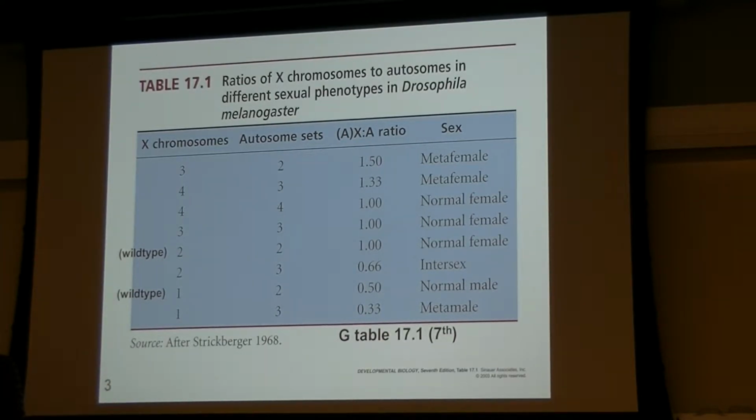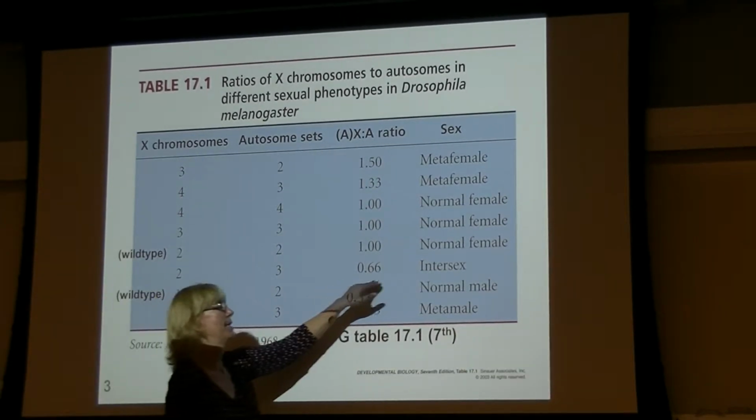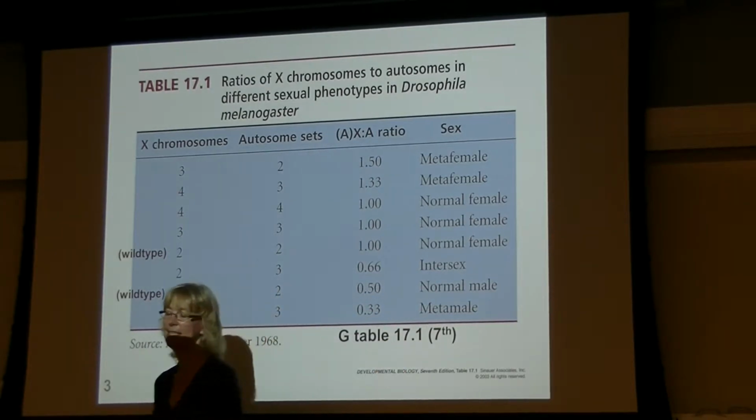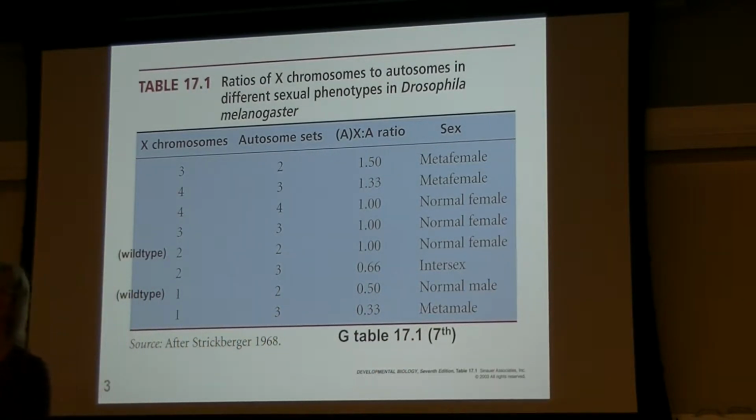If you get something that's 0.66, which is right down the midline between the male ratio and the female ratio, that gives rise to this phenotype called intersex, which actually has some features that look more male in development and some features that look more female in development. And these are also sterile flies.